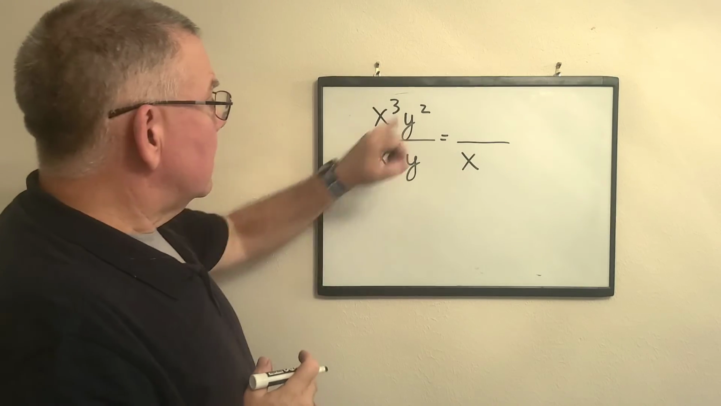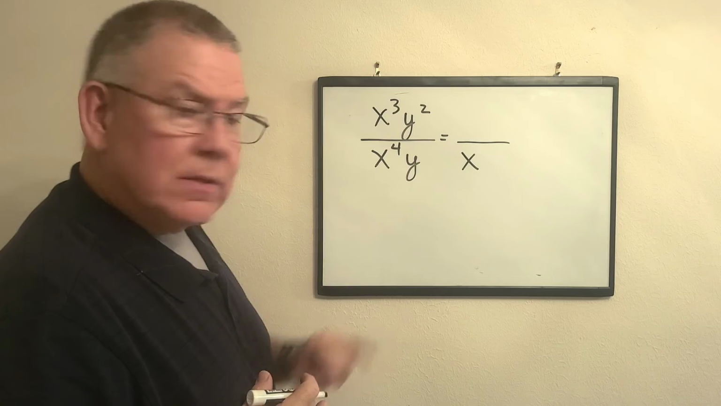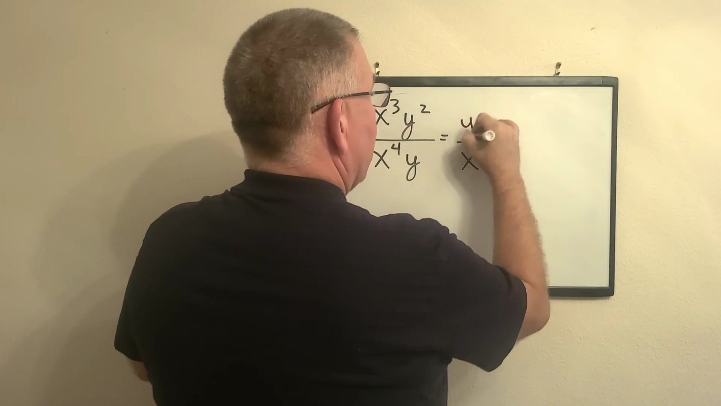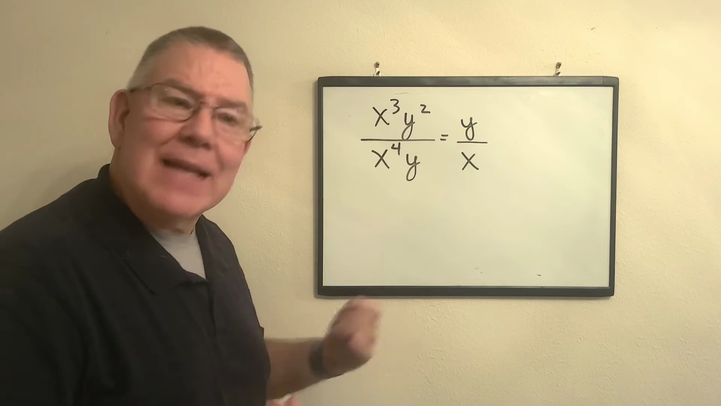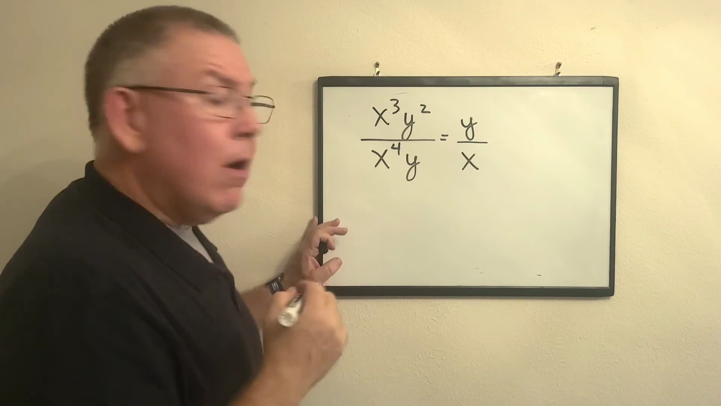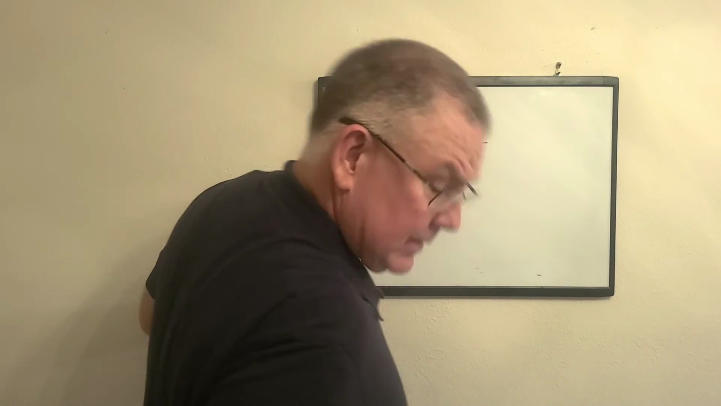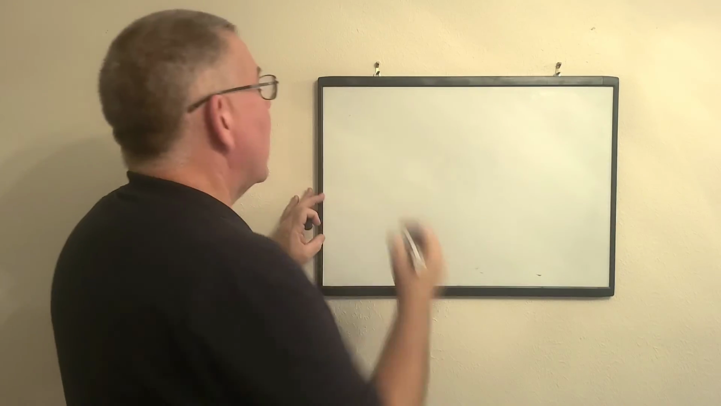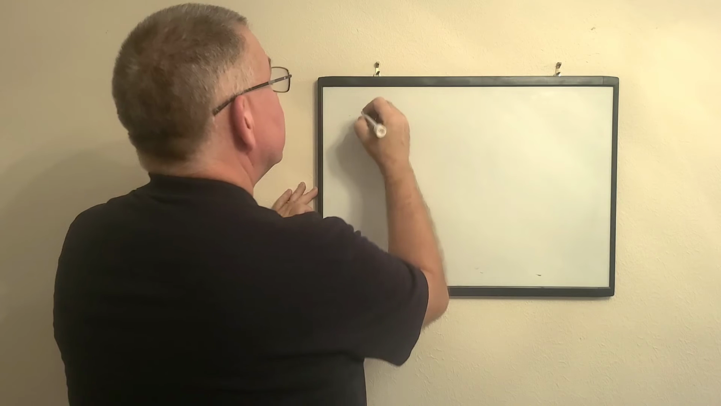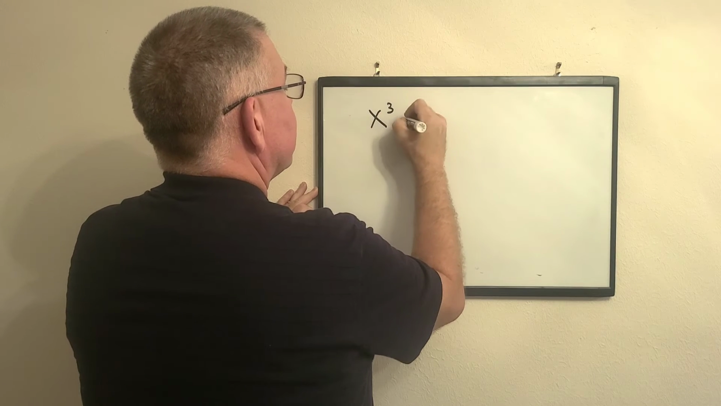Now, the Y's tug-of-war, who wins? The top by 1. So my answer is y over x. I know that seems kind of simple, but that's the process of tug-of-war. Now, I want to bring another concept in. Do you remember we had 0 exponents? I call them easy travelers. They like to defect.